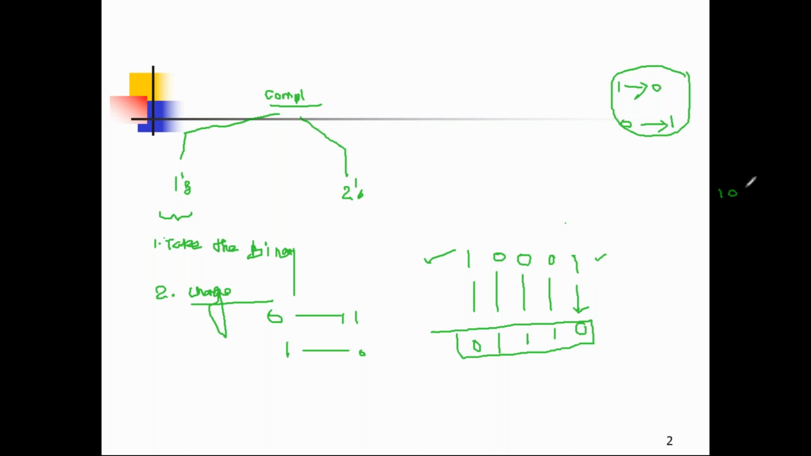For example, this is the number given to you: 1011. What is the ones complement value? According to the rule, 1 changes to 0, this 0 changes to 1, this 1 changes to 0, this 0 changes to 1, 1 changes to 0. So this is the ones complement of the given number.